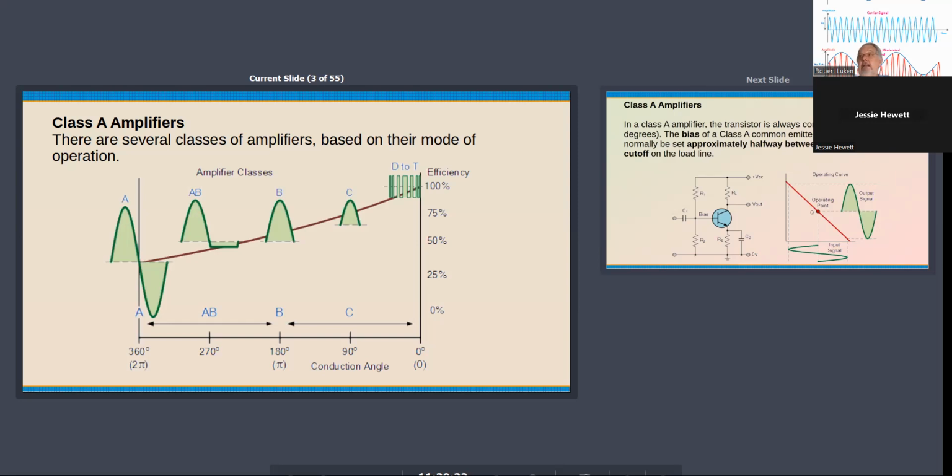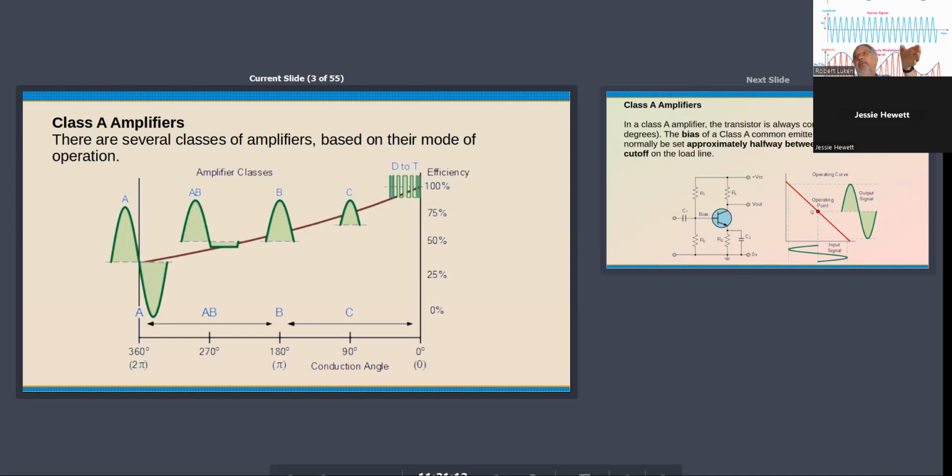And then you have a Class D, which is essentially a digital amplifier, where you convert the input signal into a pulse width modulated waveform. So the higher the input voltage, the wider the pulse. And you can switch very large amounts of current doing that, because the switching transistors are either off or on. So there's very little power dissipated in the transistor. So it makes them very efficient.